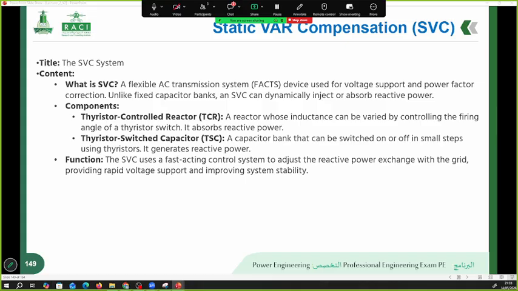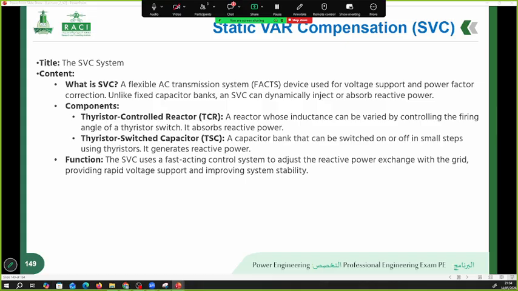So the SVC's ability to provide dynamic compensation comes from its main components, which are controlled by high-speed electronics: the thyristor controlled reactor, or thyristor switched capacitor. So we can use these two types of thyristors. So the SVC uses a fast-acting control system to continuously monitor the bus voltage.